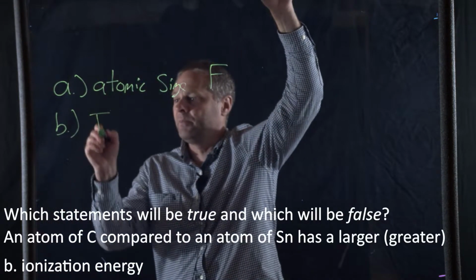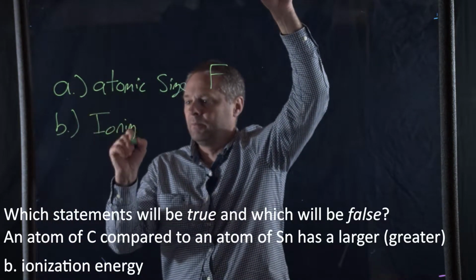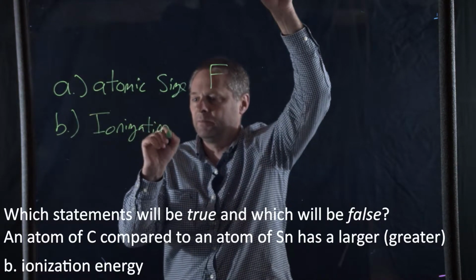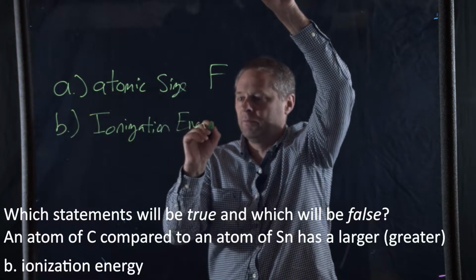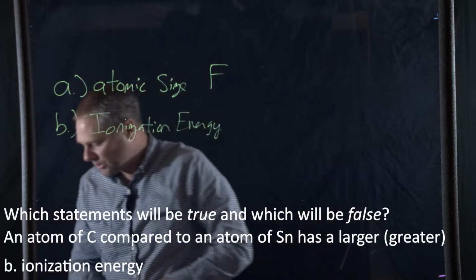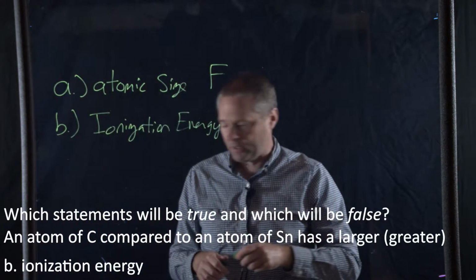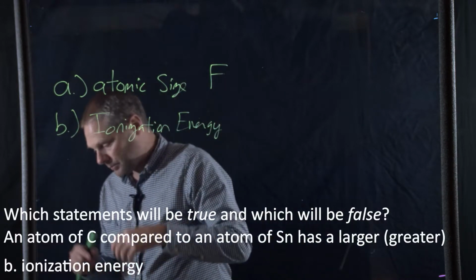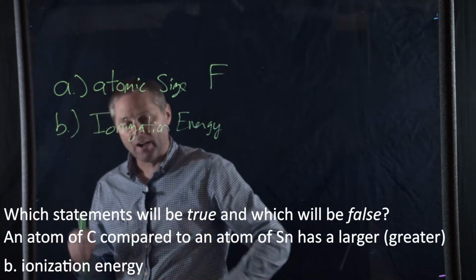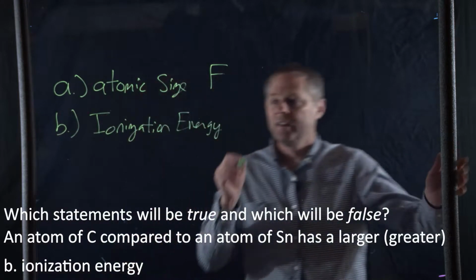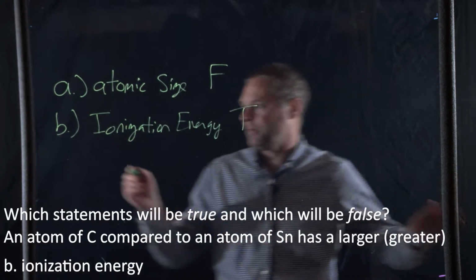Ionization energy. And this is going to be the energy that is required to give up an electron. And because carbon is higher on the periodic table than tin, this is going to be a true statement.